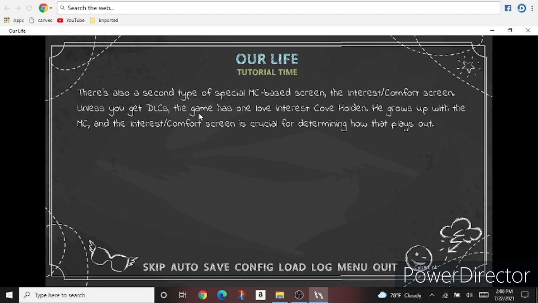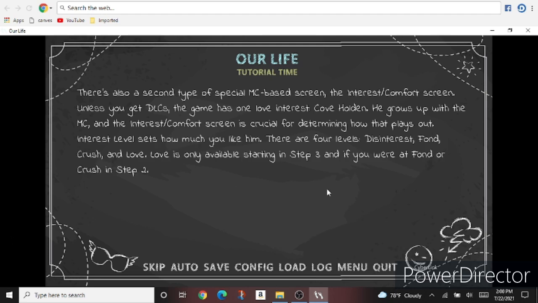Unless you get the DLCs, the game has one love interest, Holden. He grows up with the MC, and the interest comfort screen is crucial for determining how that plays out. Interest level sets how much you like him. There are 4 levels: disinterest, fond, crush, and love. We'll be going fond, then crush, then love.